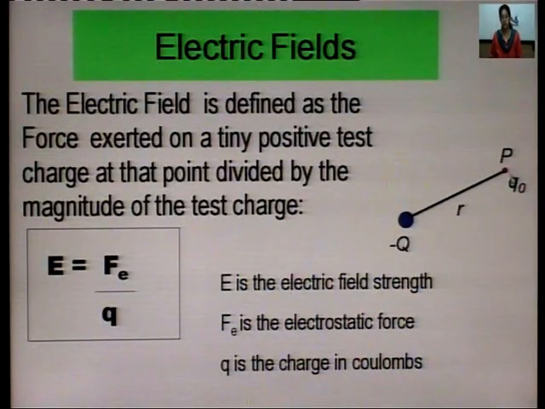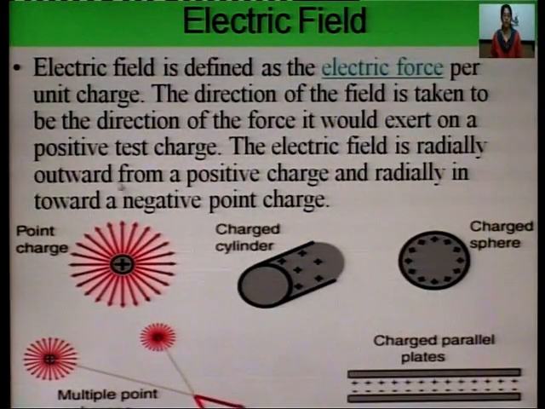So this is a test charge whose magnitude is +1 unity. So the force exerted on a tiny positive test charge divided by the magnitude of the test charge. So E is F upon Q. Electric field is defined as the electric force per unit charge.